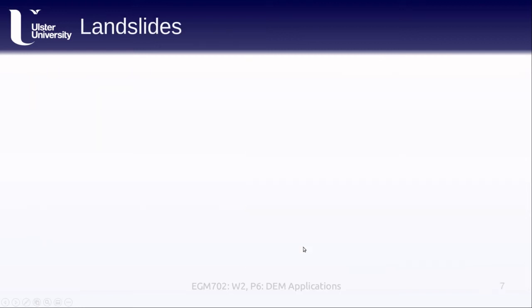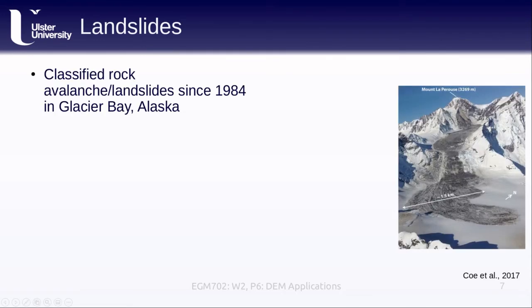We can use DEMs to study landslides or rock avalanches. So the example that I'm showing here comes from a study from 2017 that classified different rock avalanches or landslides since 1984 in Glacier Bay, Alaska. And you see an example of this here. This is a 2014 landslide that started pretty far up on Mount La Perouse in Glacier Bay, and you can see that there was a very long run out down the mountain, partly because of the height that it was occurring on, but also because this was occurring over a relatively smooth glacier surface.